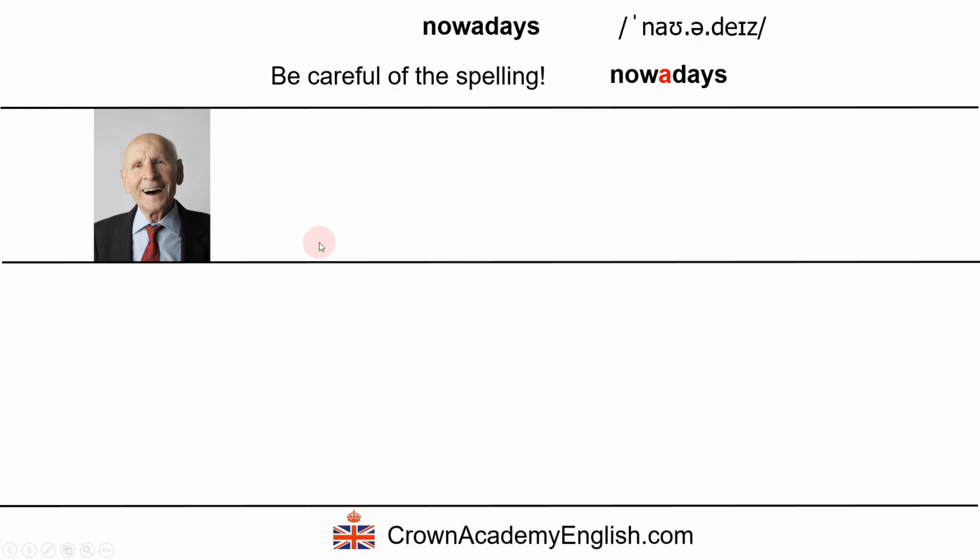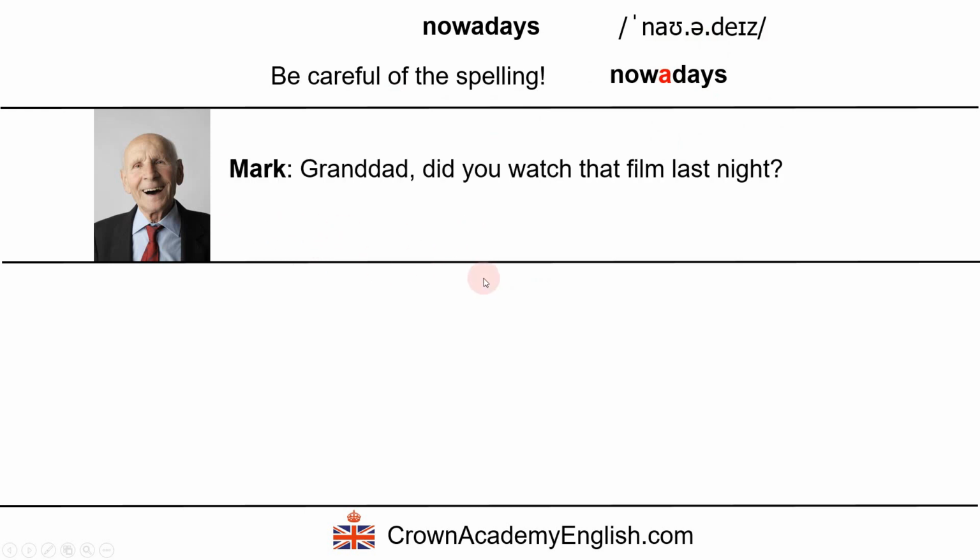So this is Mark's granddad, and Mark is talking to his granddad. So Mark says, "Granddad, did you watch that film last night?" And granddad replies, "No, I don't watch TV nowadays." So this means that I don't watch TV in the present. It's another way of saying I no longer watch TV.